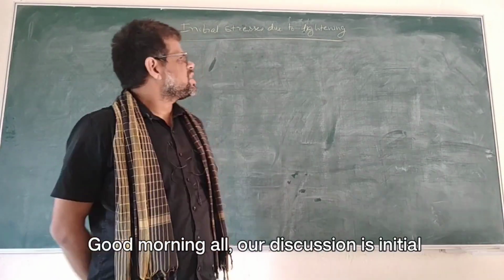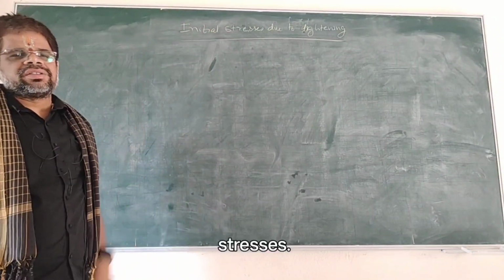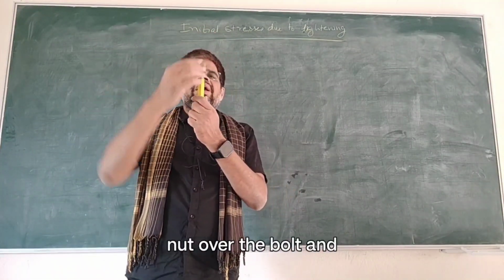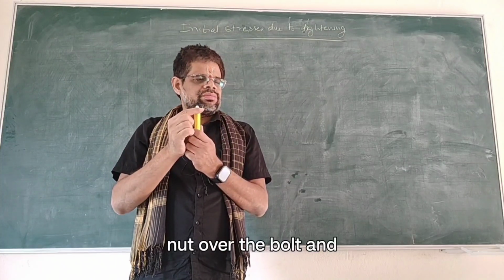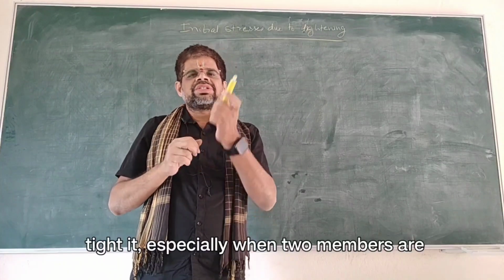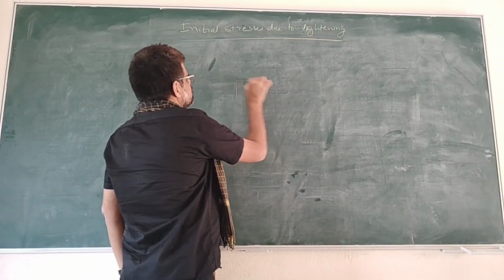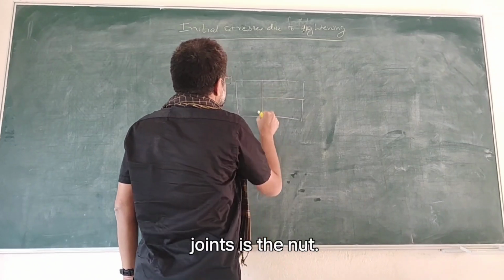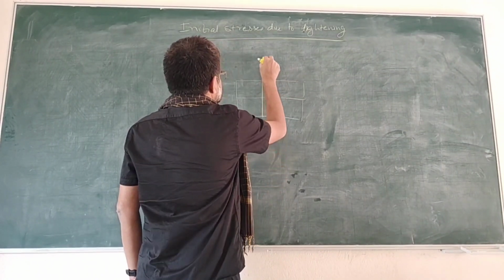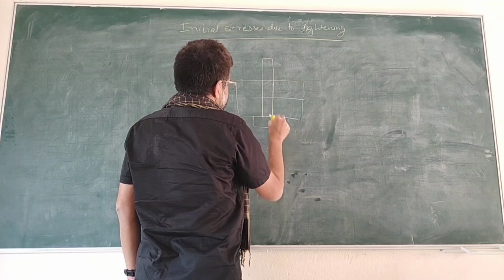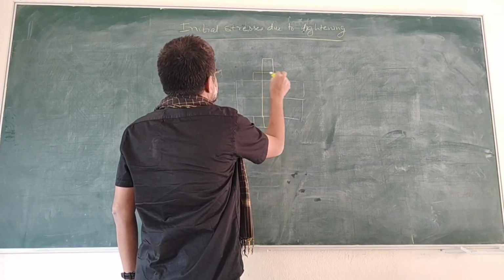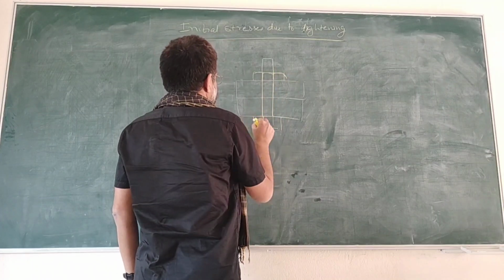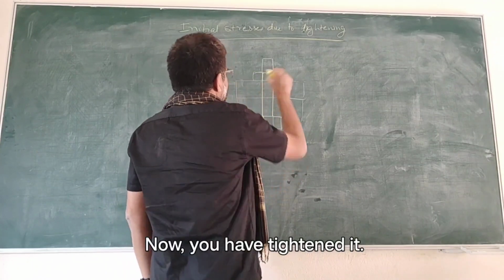Good morning all. Our discussion is initial stresses. So, when you insert a nut over the bolt and tighten it, especially when two members are joined like this. For example, see, these are the two members joined. This is the nut and it is the head. So here you have inserted a nut. Okay. Now you have tightened it.